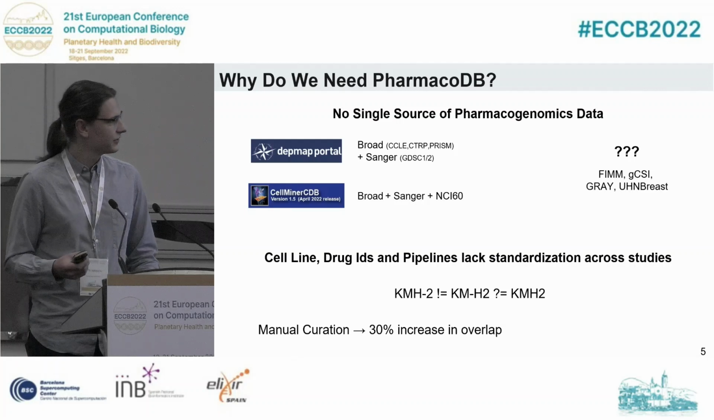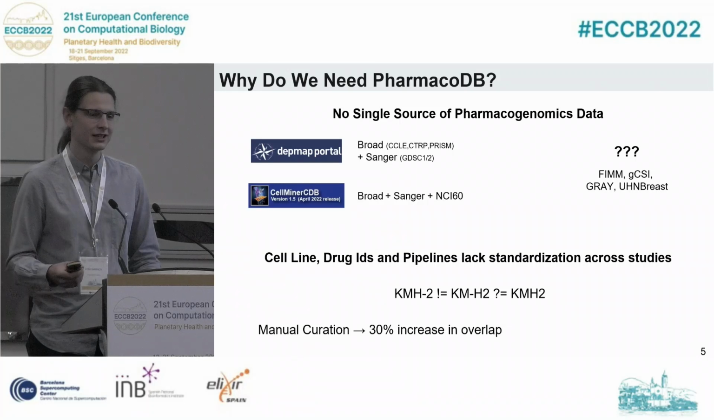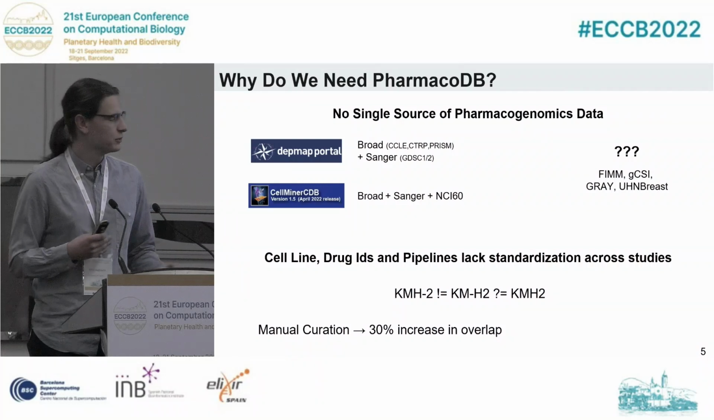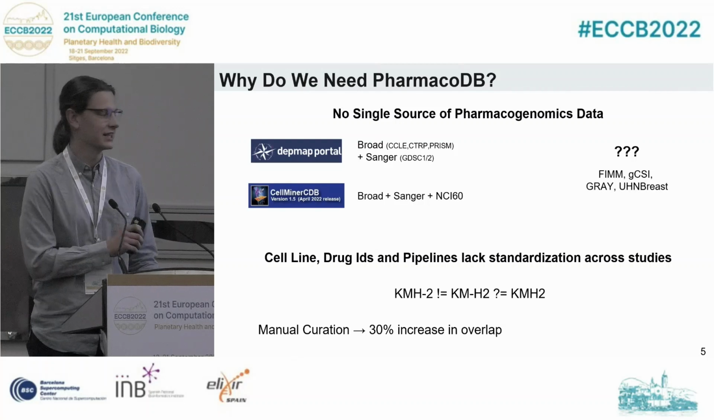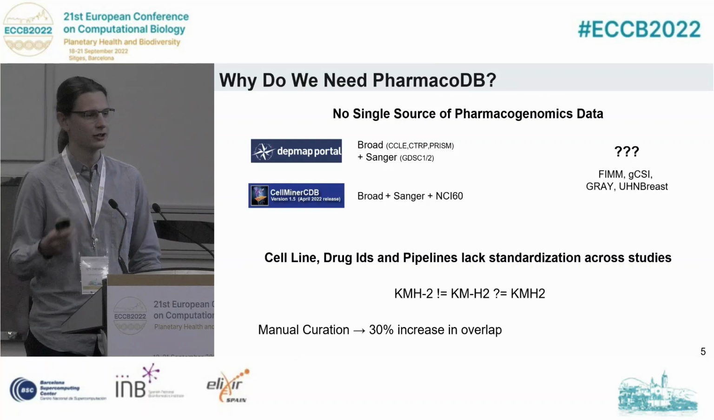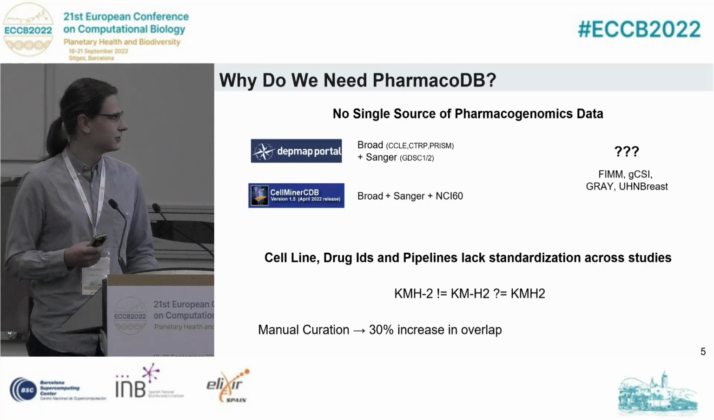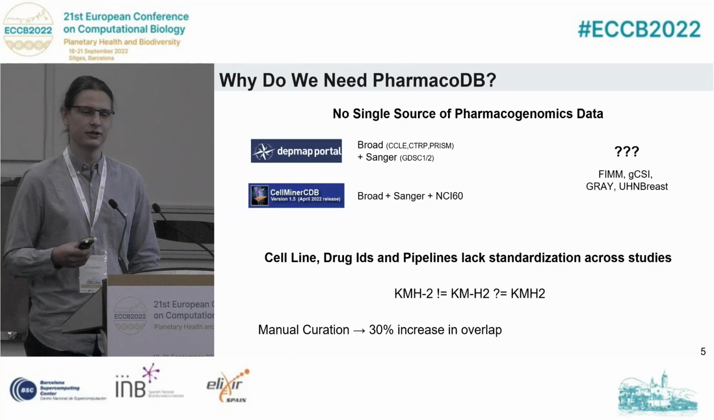My favorite example of that is there's two cell lines, KMH-2 and KM-H2. These are two completely different cell lines, but often researchers will try to remove special characters from strings, and you just end up with KMH2. So you have to go back to the data and try to disambiguate these sort of cases. And we found that doing the manual curation led to as much as 30% in overlap between two studies.